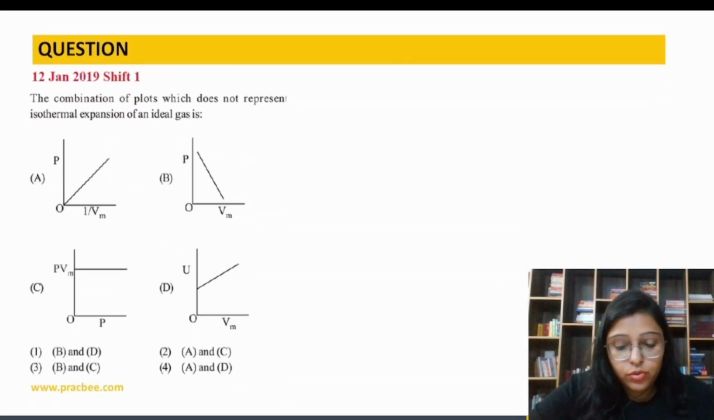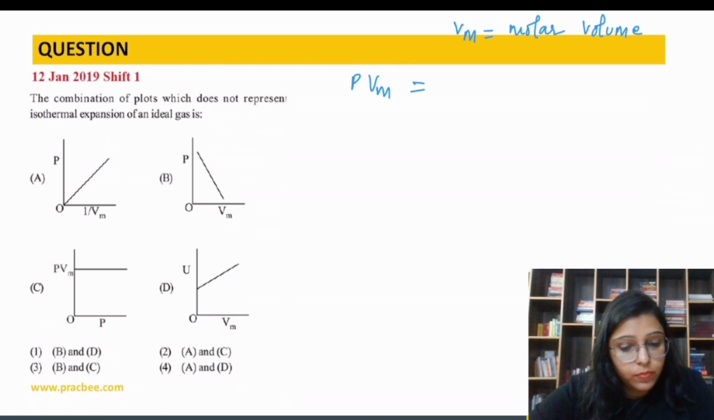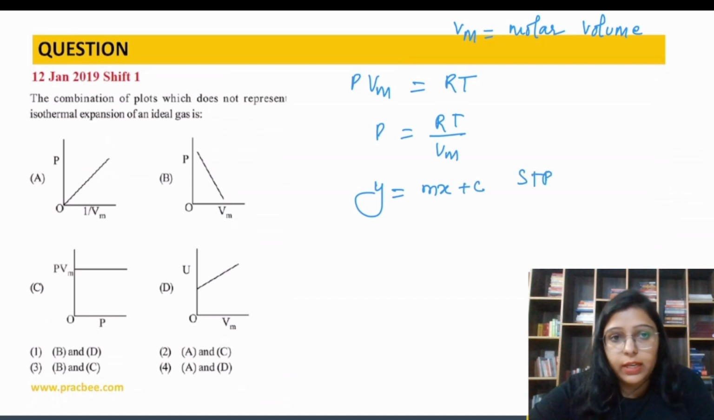Now let's do the next question. The combination of plots which does not represent isothermal expansion of an ideal gas is. So we have PVm, molar volume. Vm is equal to molar volume, which means the volume of 1 mole of gas. So PVm is equal to RT, so pressure is equal to RT by Vm. So if I plot pressure versus Vm, I have to follow y is equal to mx plus c, which is the straight line equation.